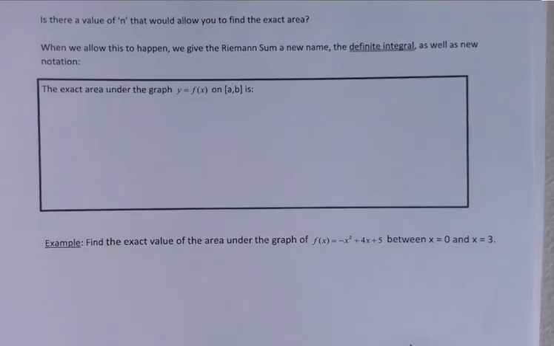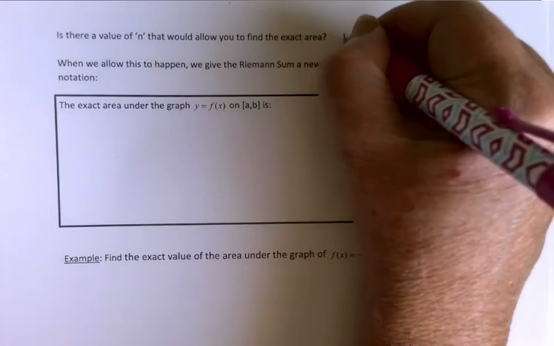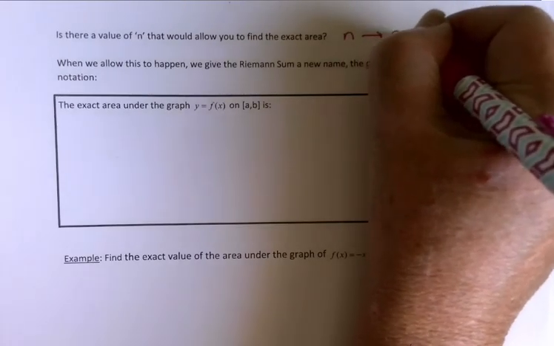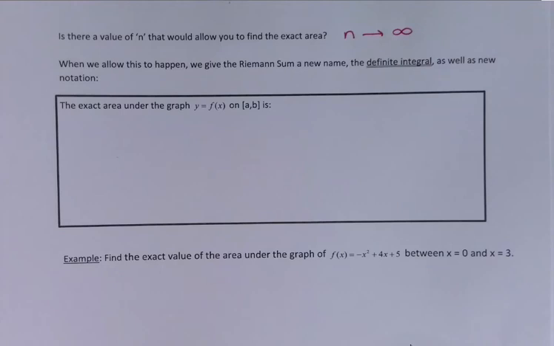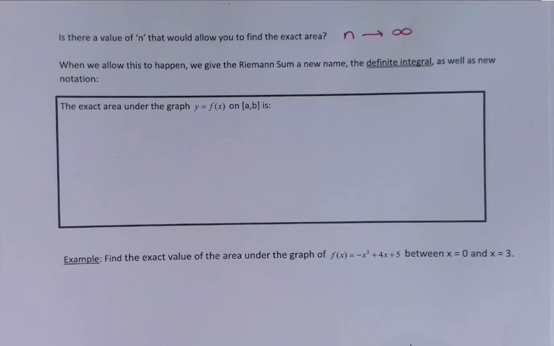All right. So on the next page it says, is there actually a value of n that would let you find the exact area? And as we just said, essentially we have to let n approach infinity. We'd actually have to use an infinite number of rectangles to get the exact area. Although we can't truly do this, we know that we can do this as a limit, right? We know how to take a limit as n goes to infinity.